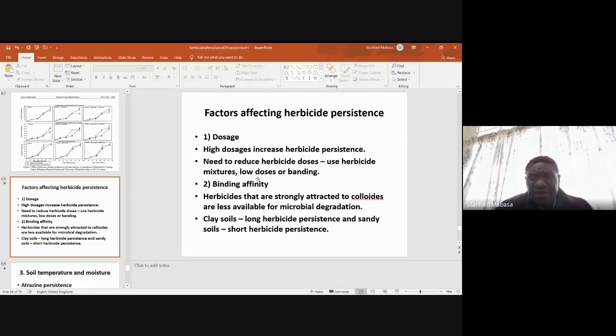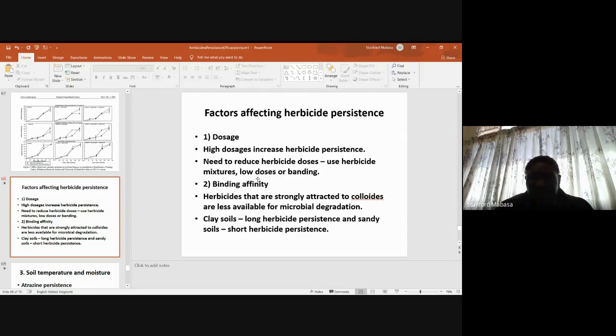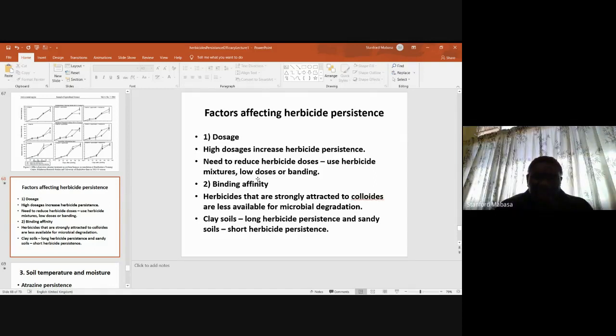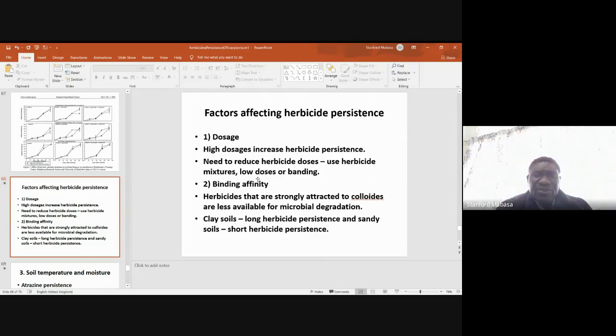Binding affinity. This is now the characteristics of the soils. Herbicides that are strongly attracted to colloids are less available for microbial degradation. In clay soils, you have a long herbicide persistence, whereas in sandy soils, you can have short herbicide persistence. This is due to the clay content. So clay can prolong herbicide persistence.